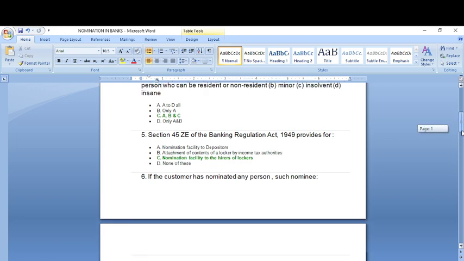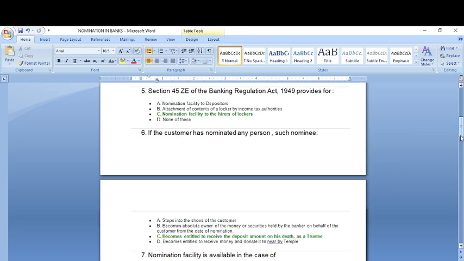insane person. Section 45ZE of the Banking Regulation Act provides that nomination facility to depositors or contents of the locker, or nomination facility to the hirers of the lockers. Yes, it is the nomination facility to the hirers of the lockers.